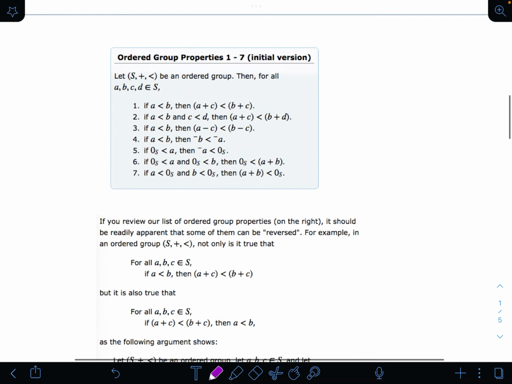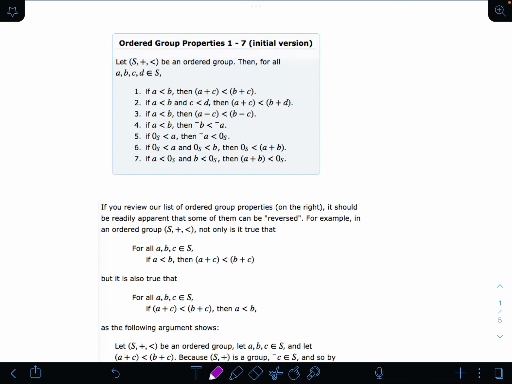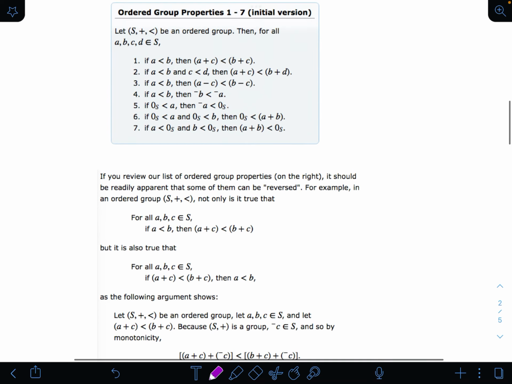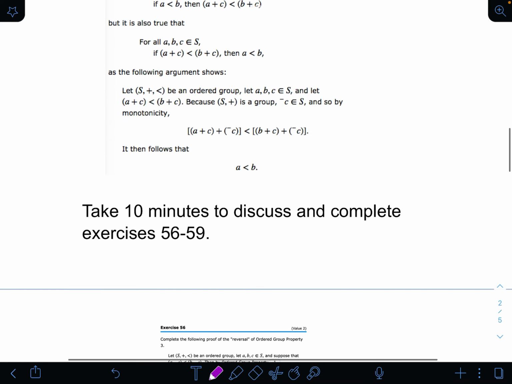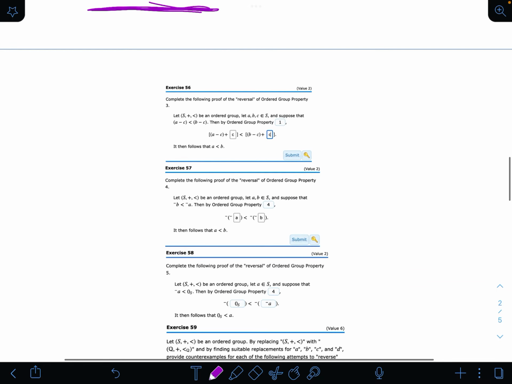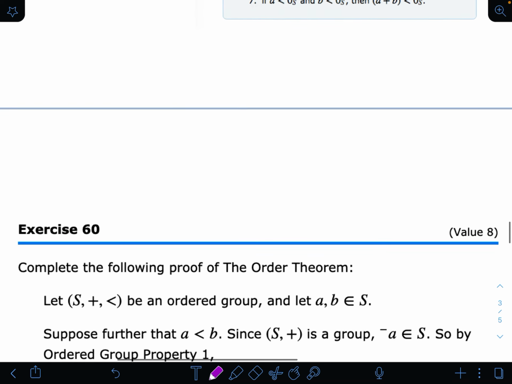So there's some work here today. I would like you to try to discuss exercises 56 through 59. Take a minute to try to discuss these answers here. And as you can see, I do fill in on these. So good.